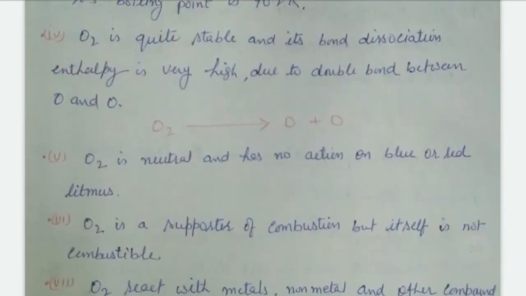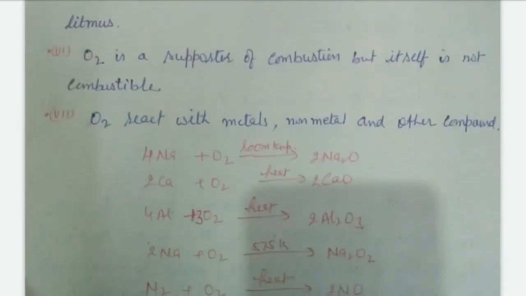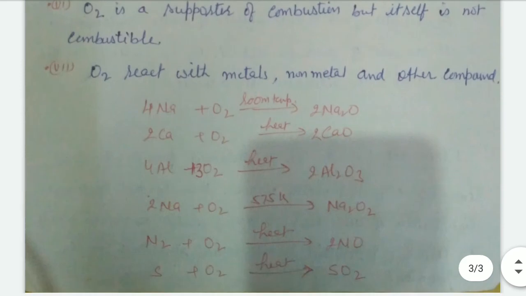It is neutral and does not change the color of blue or red litmus. O2 supports combustion, but itself is not combustible. It means oxygen is not combustible, but it supports combustion. O2 reacts with metals, non-metals and other compounds to form oxides. These are some common examples of the oxides.